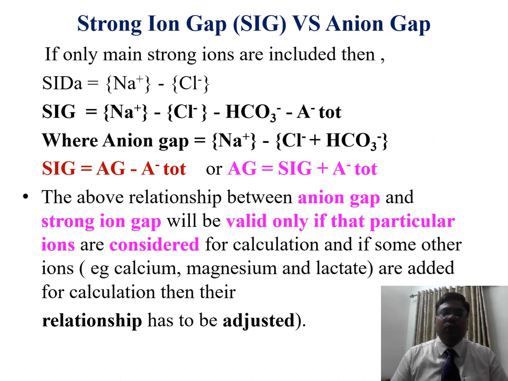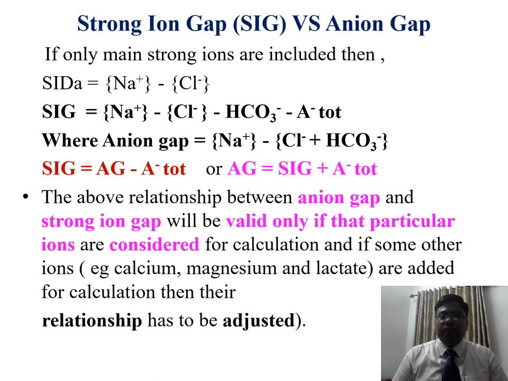So if only main strong ions are included, then apparent strong ion difference is equal to sodium minus chloride. If you substitute in the previous formula, we'll get strong ion gap is equal to sodium minus chloride minus bicarbonate minus ATOT. We already know anion gap is equal to sodium minus chloride plus bicarbonate. So if you substitute, we'll get strong ion gap is equal to anion gap minus ATOT, or anion gap is equal to strong ion gap plus ATOT.